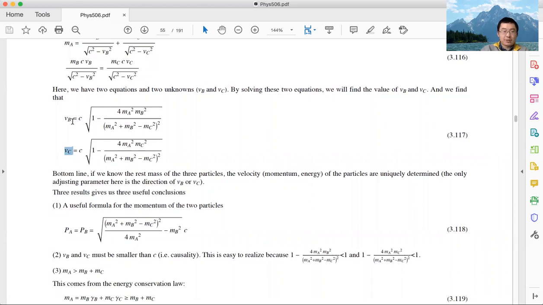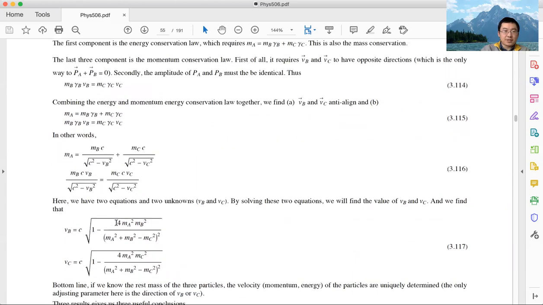For example, once we know the velocity of B and the velocity of C, we can immediately calculate the momentum of particle B. Sorry, this is another typo. It should be PB and PC, the momentum of particle B and the momentum of particle C. We know the momentum of particle B and the momentum of particle C should be equal to each other. That's the only way to make sure the total momentum is 0. So they should have the same amplitude. This is the momentum for particle B, and this is the momentum for particle C.